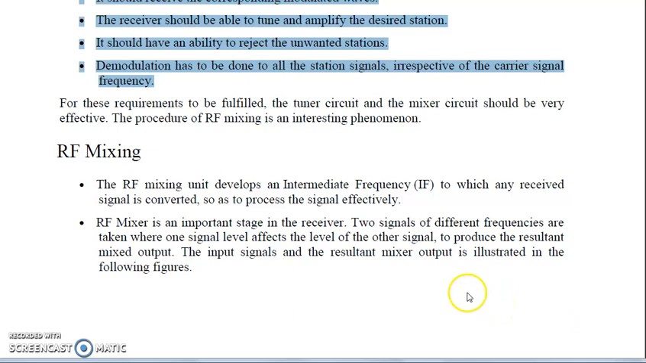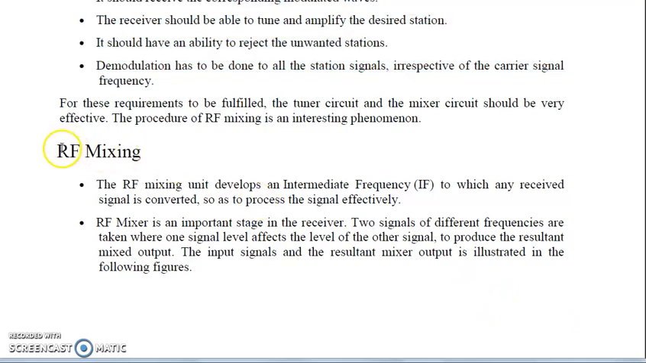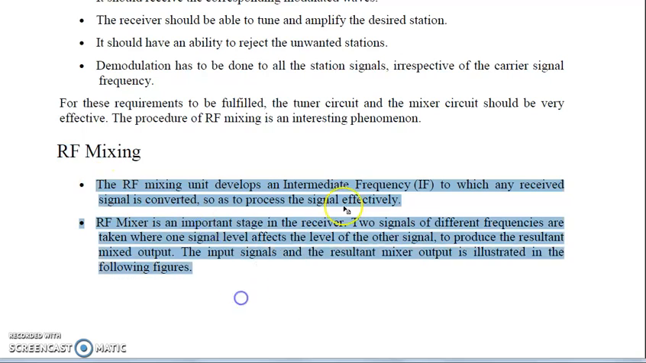Now, at the receiver, there is one basic thing that is known as RF mixing, radio frequency mixing. What it means is that this is a very important unit of the receiver set, and this unit performs the development of an intermediate frequency to which any received signal is converted. Any received signal, any frequency modulated signal can be received, and then an intermediate frequency can be generated.